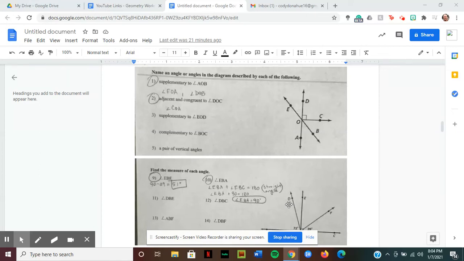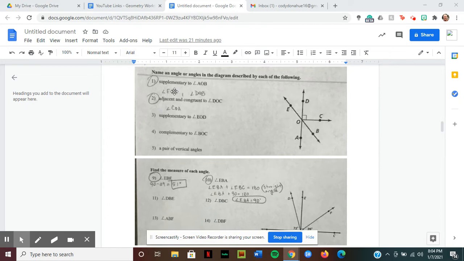All right, so for section 1.3, we're going to talk about four problems on the worksheet, numbers 1 and 2. So let's look at those first. Okay, so the directions up here tell me to name an angle or angles in the diagram described by each of the following. Okay, so this is the diagram that they are referring to.